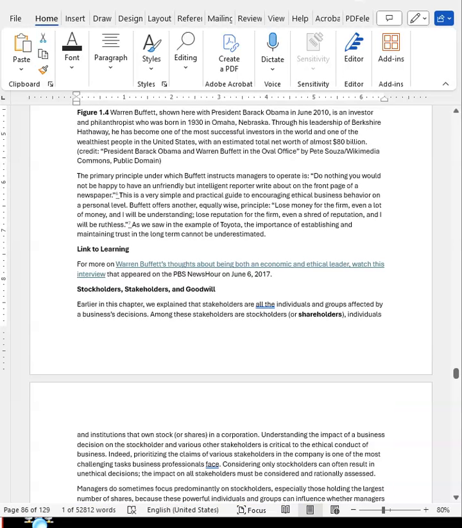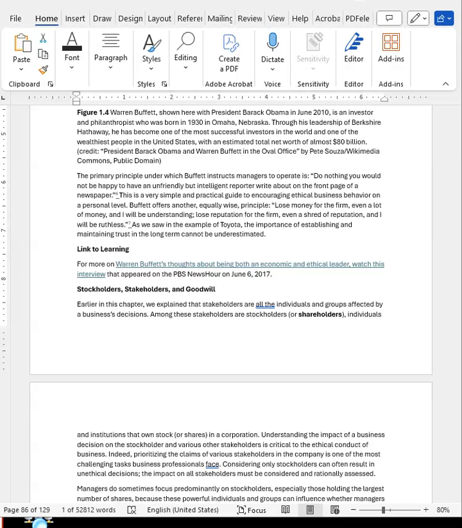5. Figure 1.4 Warren Buffett, shown here with President Barack Obama in June 2010, is an investor and philanthropist who was born in 1930 in Omaha, Nebraska. Through his leadership of Berkshire Hathaway, he has become one of the most successful investors in the world and one of the wealthiest people in the United States, with an estimated total net worth of almost $80 billion. Credit: President Barack Obama and Warren Buffett in the Oval Office, by Pete Souza / Wikimedia Commons, public domain.